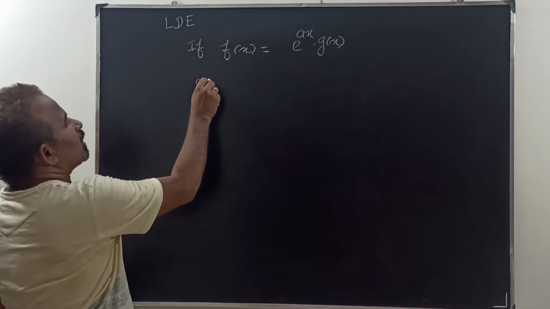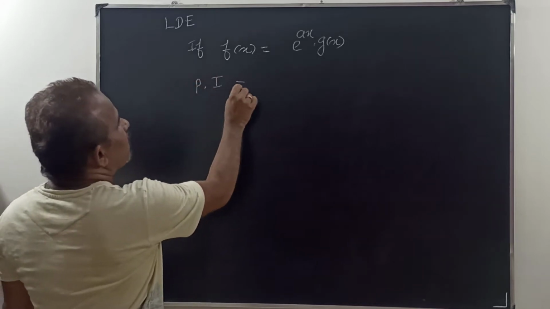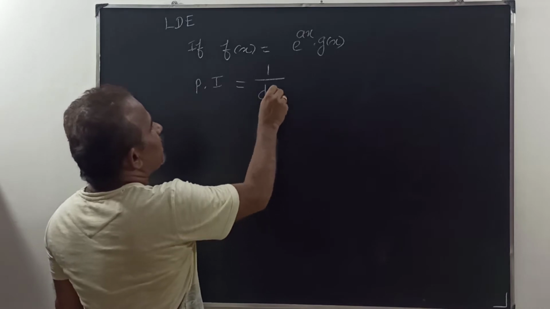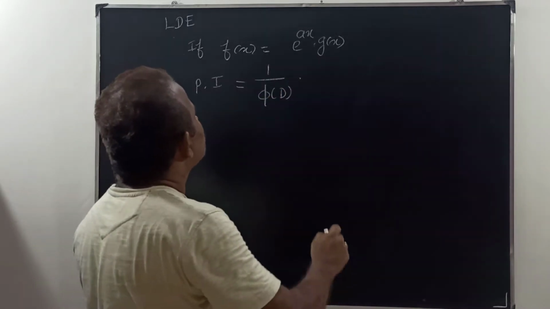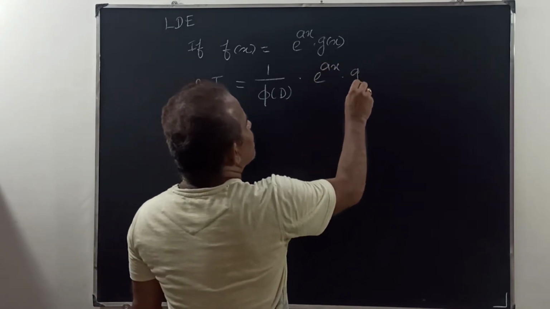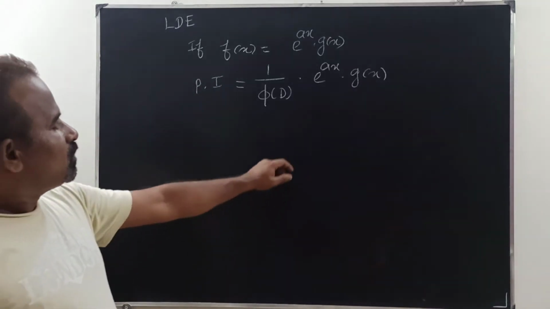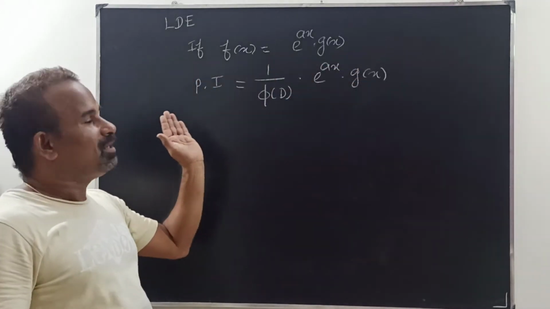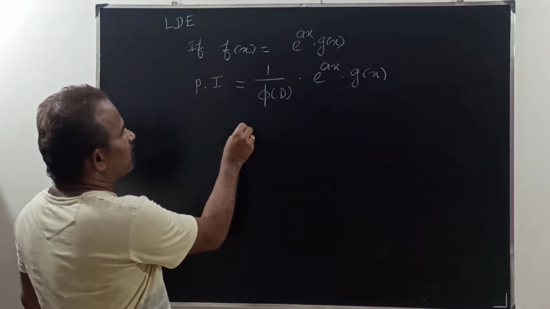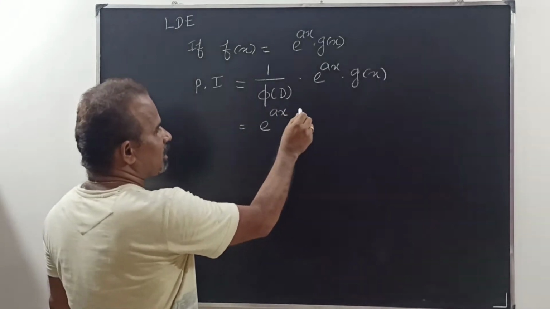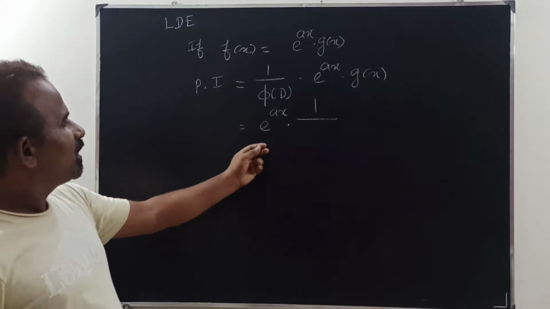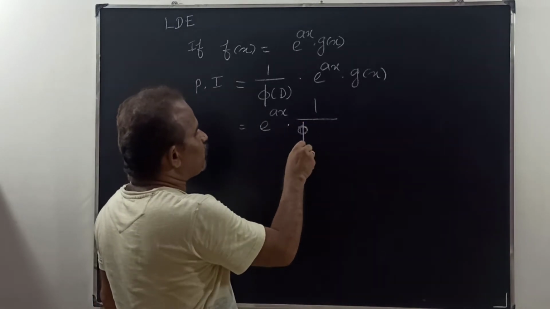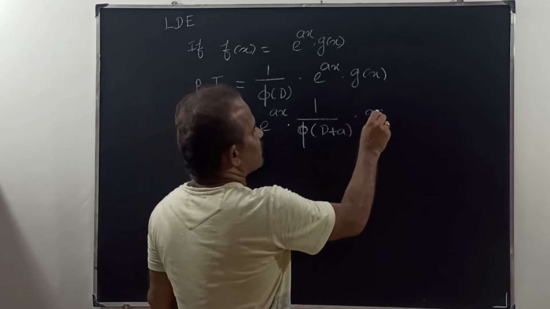then how will that particular integral be taken? Here we have 1 by phi of D into e power ax into g of x. Our aim is to take e power ax out of this product. So we take e power ax out, and instead we have to replace D by D plus a, in 1 by phi of D plus a into g of x.